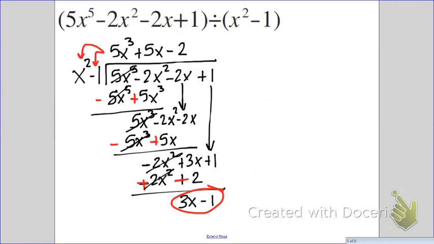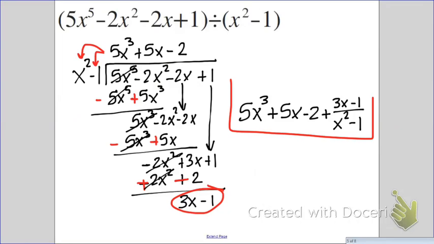So let's write our final answer. Here is the information I got from the top. And now it's time to write our remainder over our denominator. Don't forget to put your plus sign. And this will be your final answer.